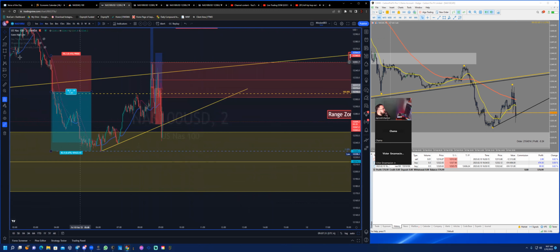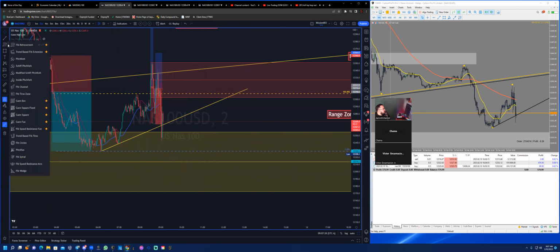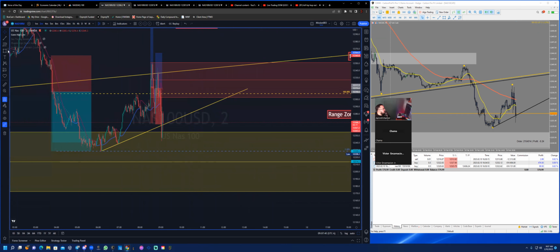Okay, here's what we could potentially be looking for today. I mean, I don't know. The market's going crazy after yesterday's crash. Nobody wants to get involved.